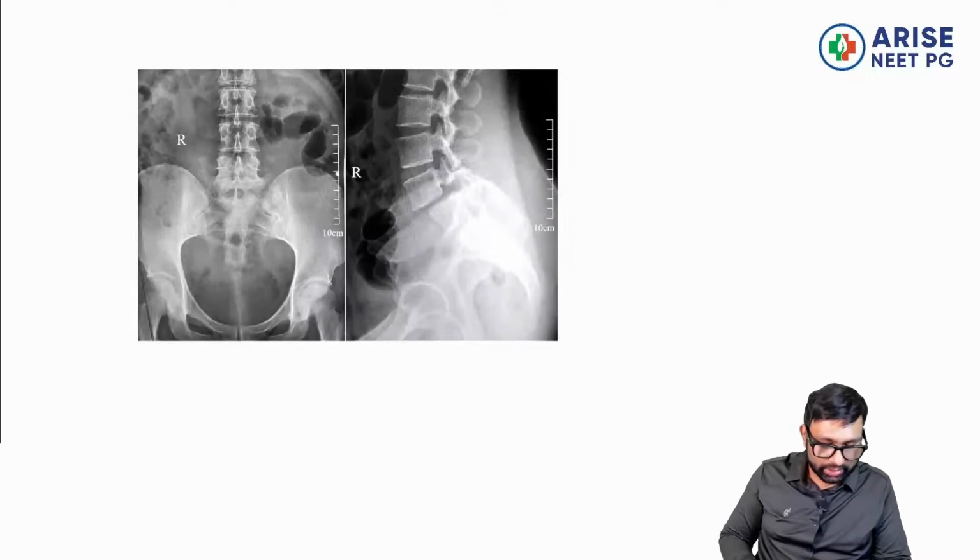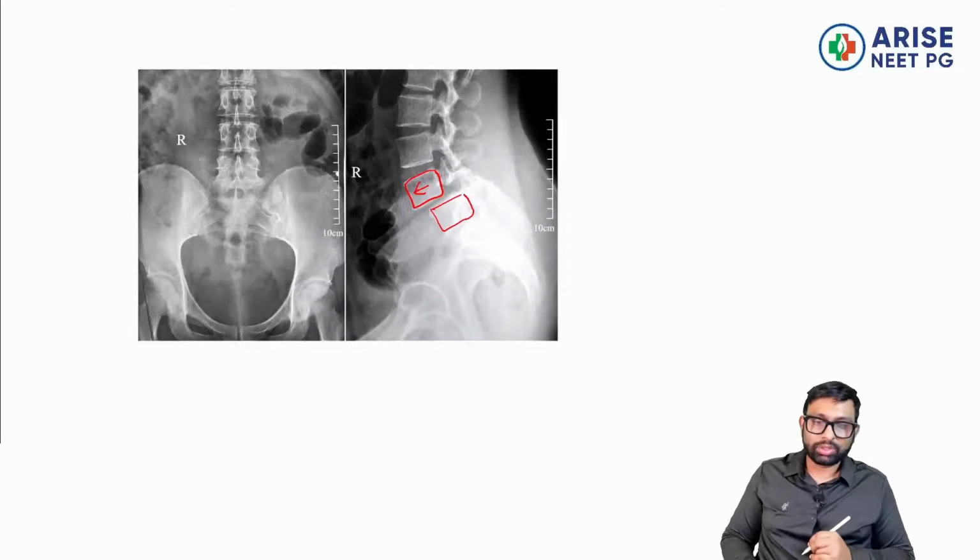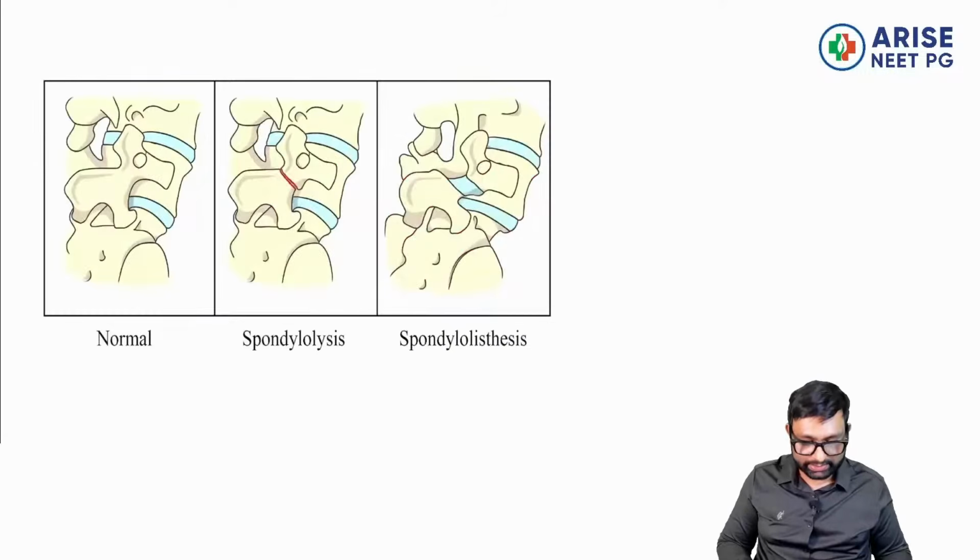So you can see here, this is one vertebrae. This is another vertebrae. You can see this has moved forward. So that is spondylolisthesis. Okay.